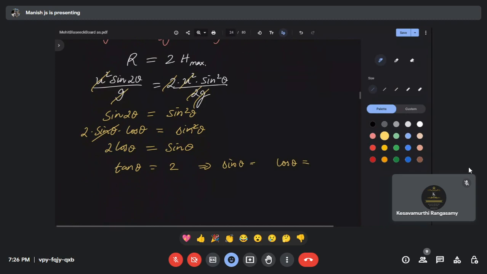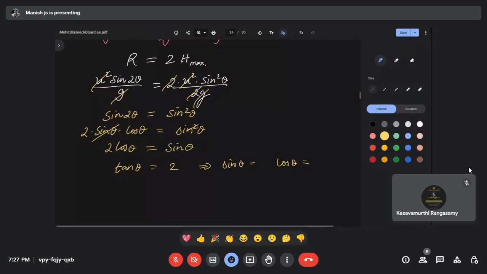What are you getting? Opposite by adjacent, they have already given as 2. That means 2 upon 1. So, what is sine theta? Opposite by hypotenuse. No, what is the value? I wanted in terms of value.